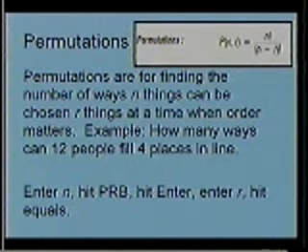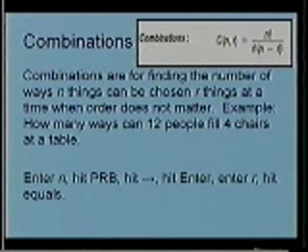Permutations are for finding the number of ways n things can be chosen r things at a time when order matters. How many ways can 12 people fill 4 places in line? Enter n, hit PRB, hit enter, enter r, hit equals.